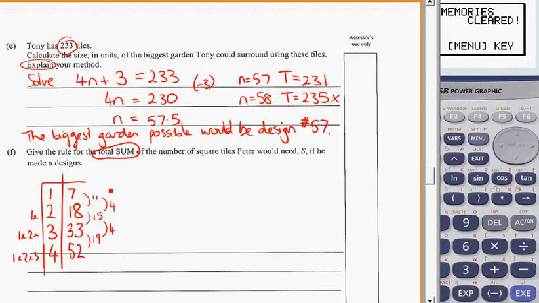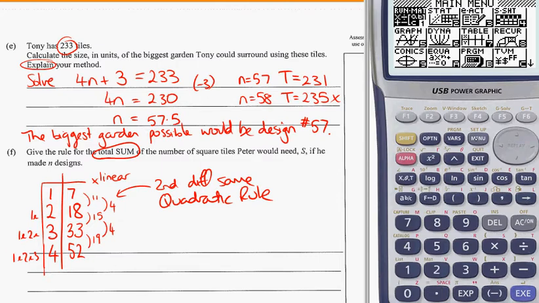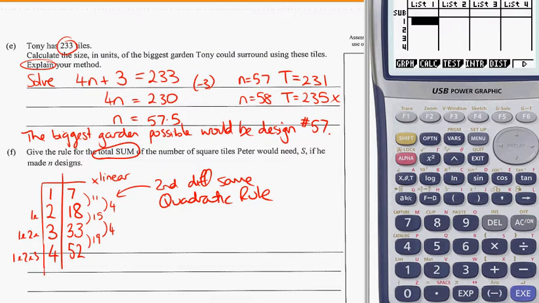Now we'll start looking for a rule. So I can see that the first difference is not the same, so it's not linear. The second difference is the same, so that means it's going to be a quadratic rule. And we jump over onto our calculator and we put some points in.